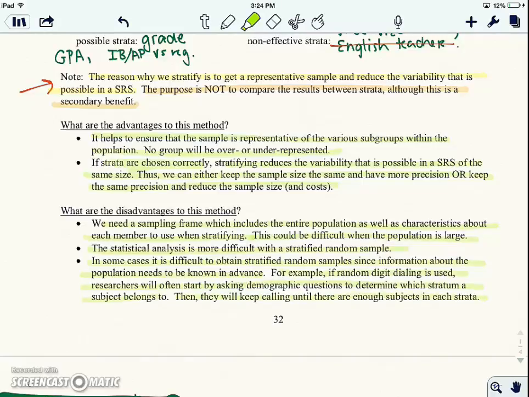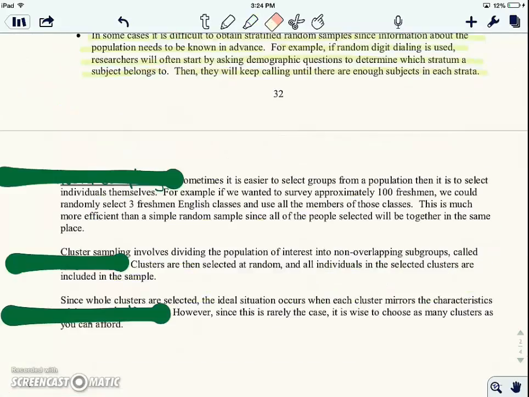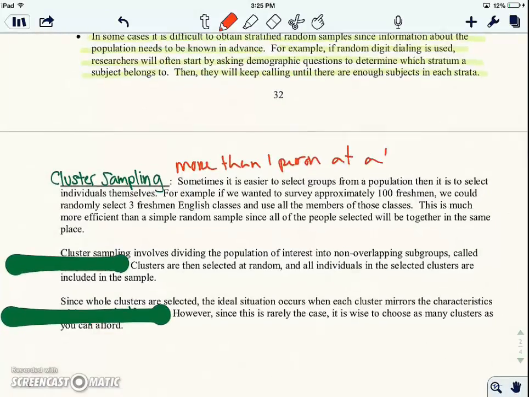So they have to find out where you fit and then ask you the question, so they may get a bunch of people in one strata before they can fill up both. Okay? The next kind is cluster sampling. Sometimes it's easier to select groups from a population than it is to select individuals themselves. So the key to this is we're selecting more than one. Okay, so it's more than one person at a time.